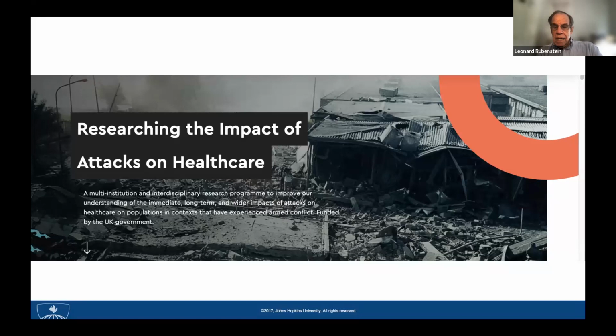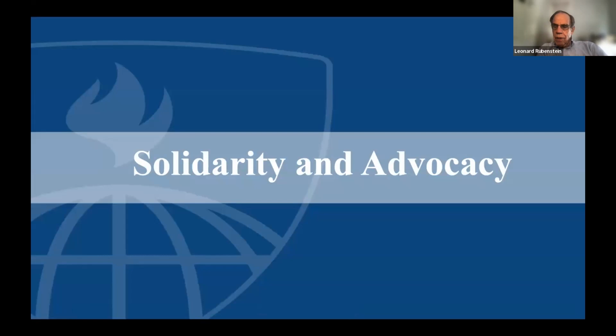The second point I want to address is the role of universities in solidarity and advocacy. You know, advocacy for a long time was a dirty word in academia. It was considered a breach of standards of academic inquiry, that it was too likely to result in bias, that academics should be, if not objective, they should be disinterested. And the minute you get into advocacy, you cross a line. But that is really changing.